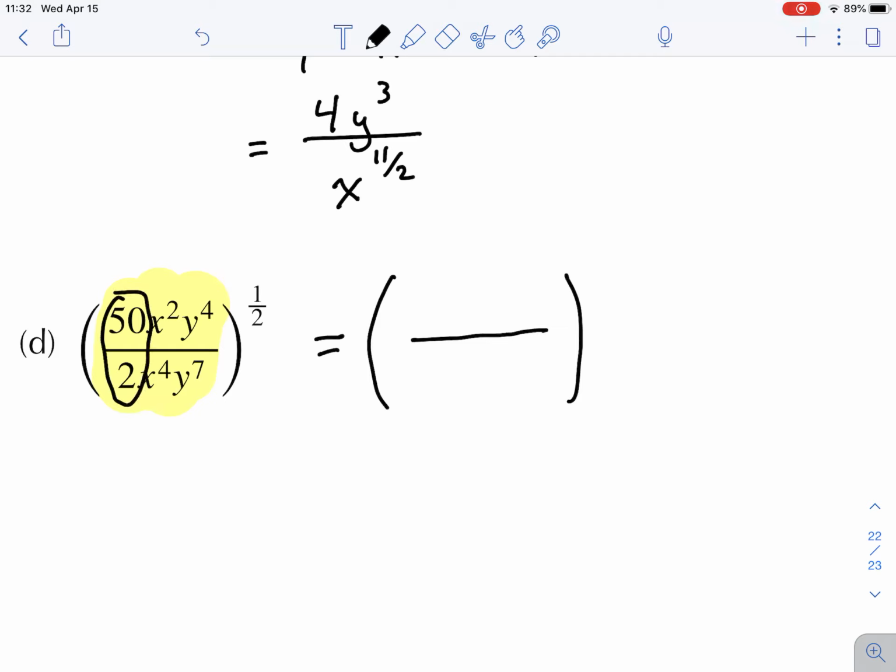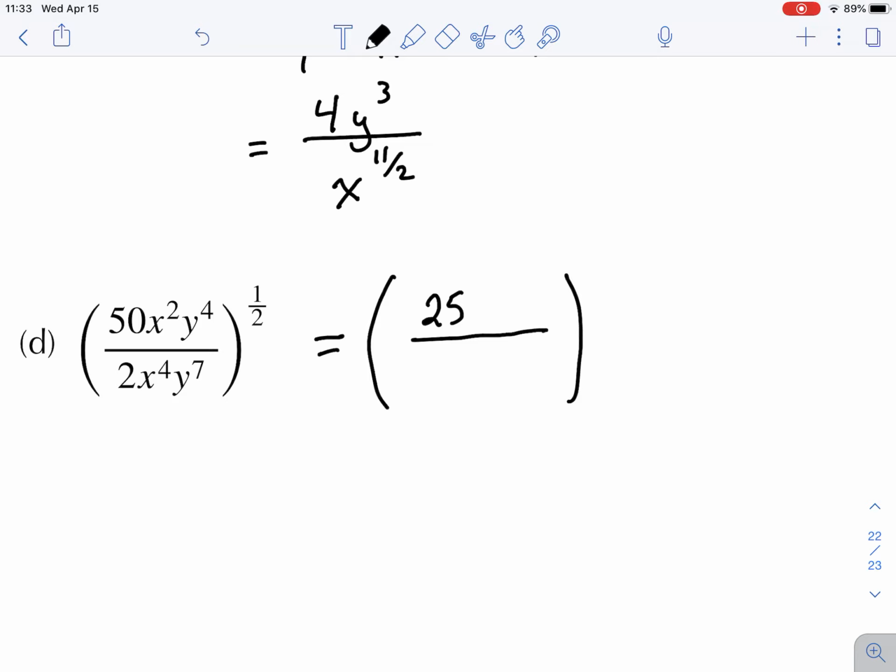I'm still going to have my fractional line. So, we'll work with the 50 over 2. 50 divided by 2 is 25 over 1. So I just simplified the fraction to 25 over 1. Now I don't need to write that 1 on the bottom. It will just be assumed.